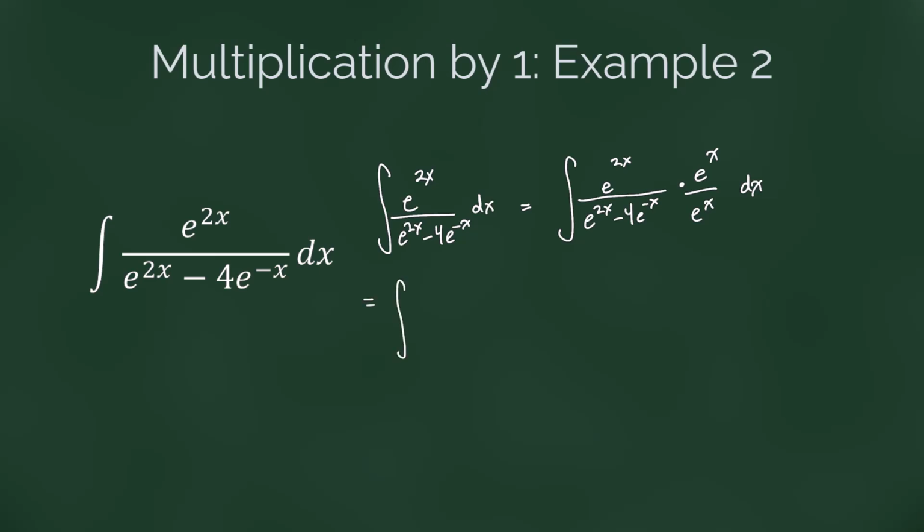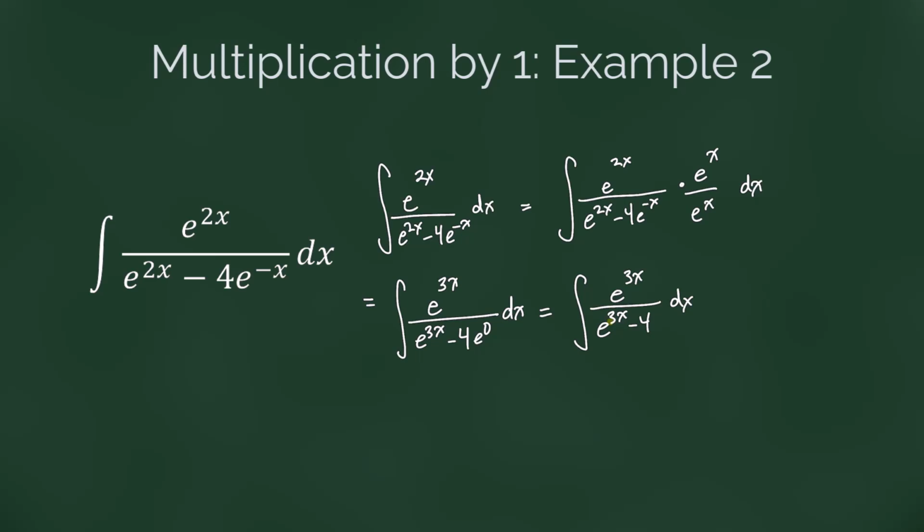But if we multiply the top and the bottom by e to the x over e to the x, we can get rid of that e to the negative x. When we do that, we get e to the 3x on the top, and then we get e to the 3x minus 4 e to the 0 on the bottom.